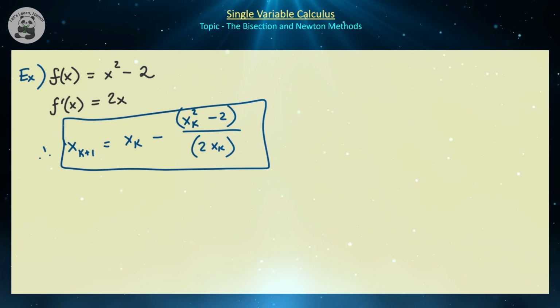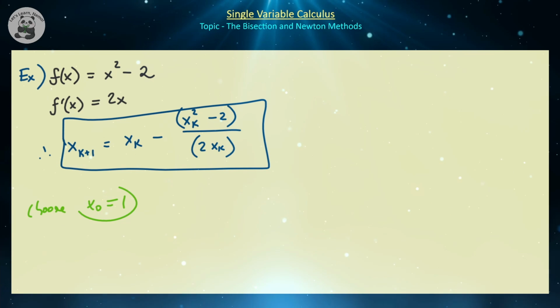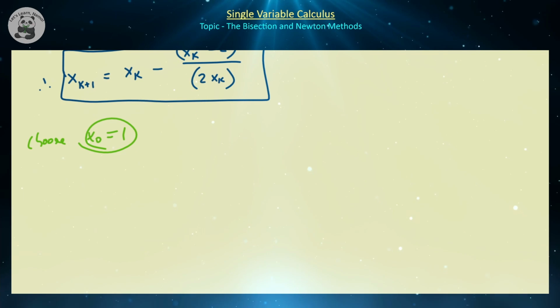So what we're going to do is choose our x0 to be equal to 1. Obviously, some points are better than others, and you can't choose 0 because f prime of 0 is equal to 0. And that, of course, causes some issues, right? But you could try 1, you could try 2, and compare which one converges quicker.